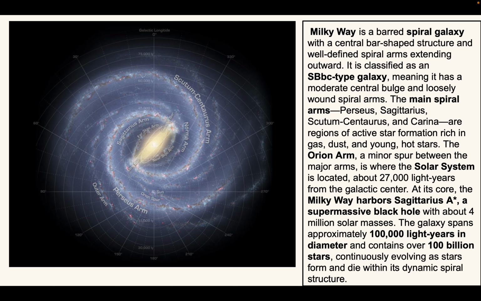and it is believed that this central supermassive black hole has a mass of about 4 million times the solar mass. Our galaxy spans about 100,000 light years in diameter and contains about 100 billion stars, continuously evolving as stars are forming and dying, and the dynamical structure of the spiral also changes over time.